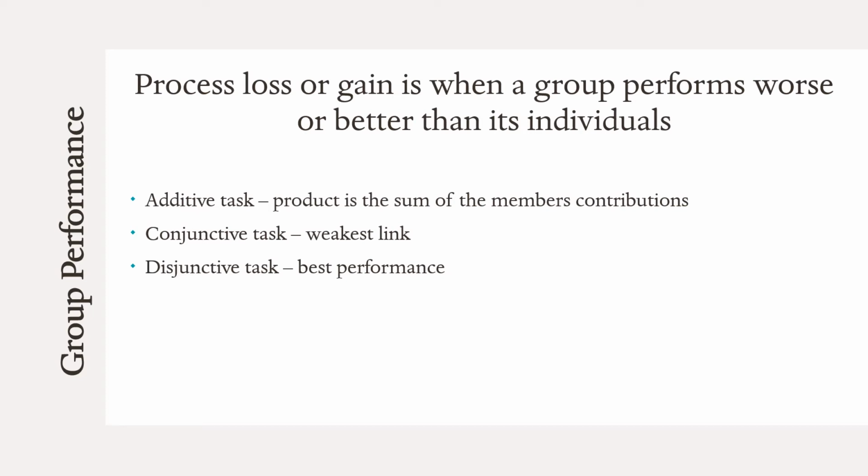In a conjunctive task, the group is subject to the weakest link. For example, in a mountain climbing team, the group performance is usually worse than the performance of the individual members. In a disjunctive task, the group product is that of the best idea, no matter how many group members there are. In practice, however, groups often overlook the best answers.